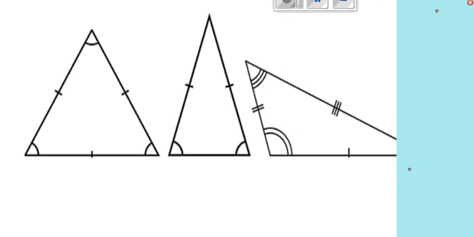And then finally, this last one over here has different markings for every side and different markings for every angle. So that means it's a scalene triangle. Nothing is the same. And in this case, it's actually an obtuse scalene triangle because this angle looks larger than 90 degrees.